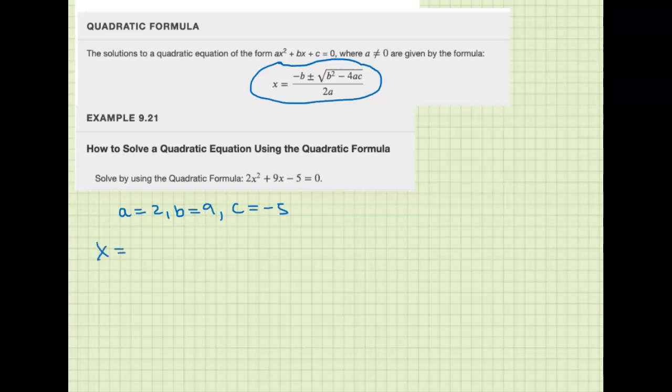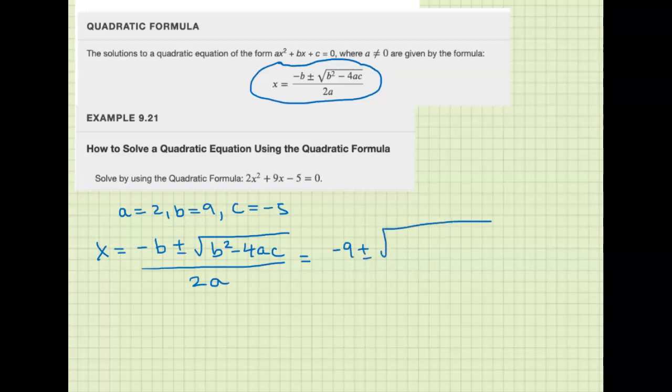So we have x equals negative b plus or minus square root of b squared minus 4ac over 2a. Writing the formula down is helpful in solidifying it in your head, creating those brain grooves that will help your brain remember it, and also in making sure that you have it right in front of you when you're plugging in numbers, less room for error. Okay, so we have negative 9 plus or minus the square root of 9 squared minus 4 times 2 times negative 5, divided by 2 times 2.